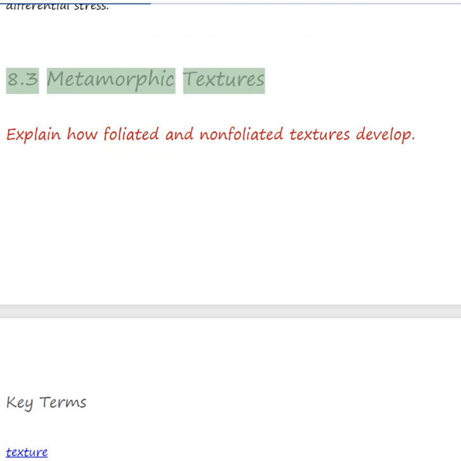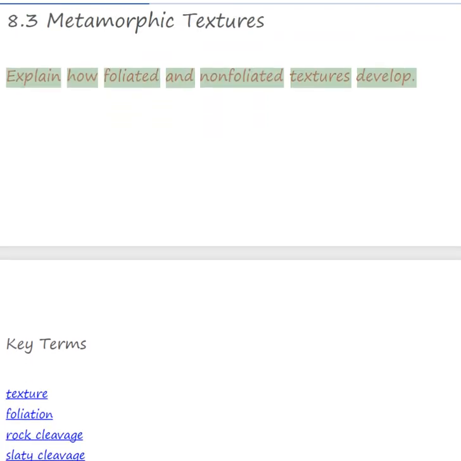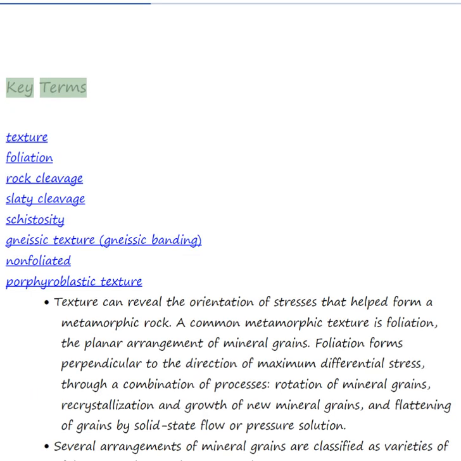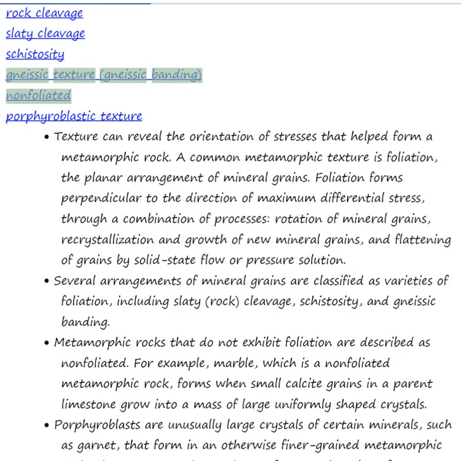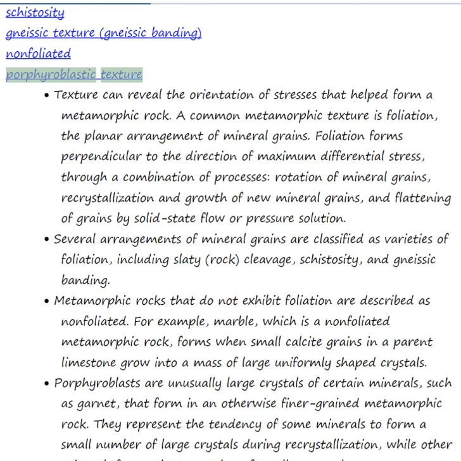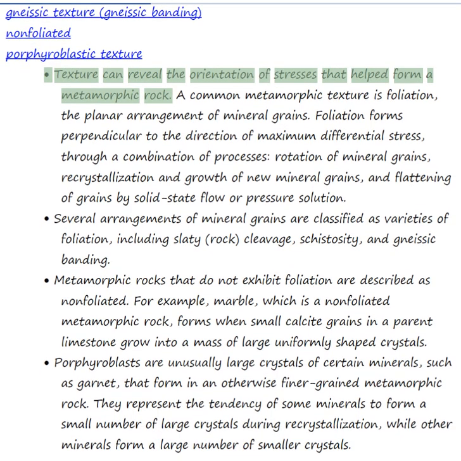8.3 Metamorphic textures. Explain how foliated and non-foliated textures develop. Key terms: texture, foliation, rock cleavage, slaty cleavage, schistosity, gneissic texture, non-foliated, porphyroblastic texture. Texture can reveal the orientation of stresses that helped form a metamorphic rock.